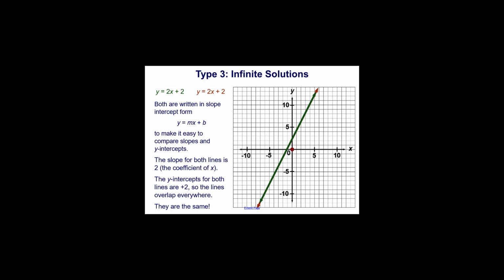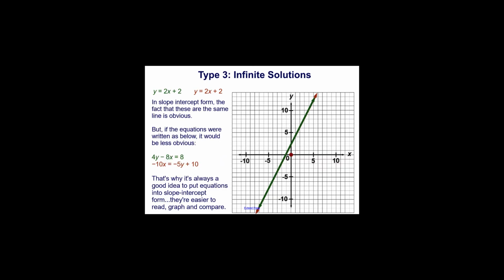We have y equals 2x plus 2 and y equals 2x plus 2. Both of these equations are written in slope-intercept form. They're in that y equals mx plus b because it makes it easier to compare the slopes and the y-intercept. We can see the slope for both lines is 2, again from that coefficient of x. And we also can see that the y-intercepts are 2 from the +2, the constant. So the lines are the same. They overlap everywhere.